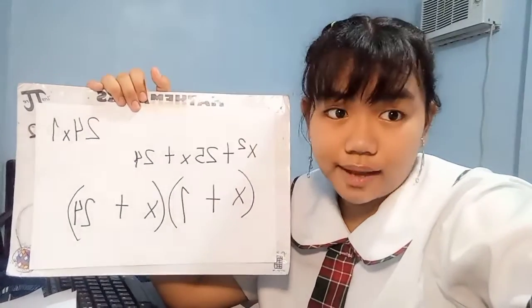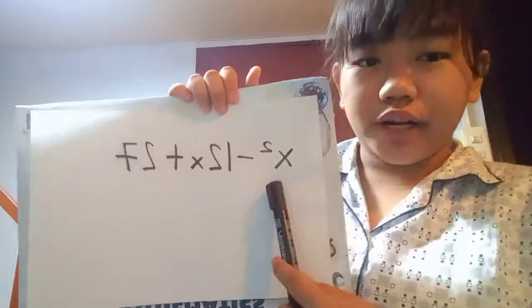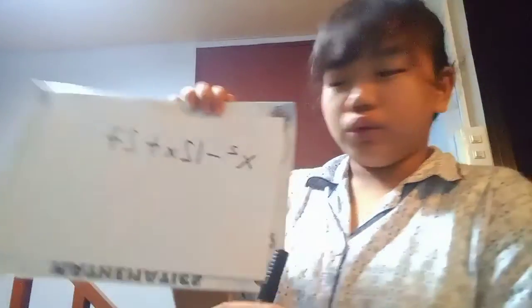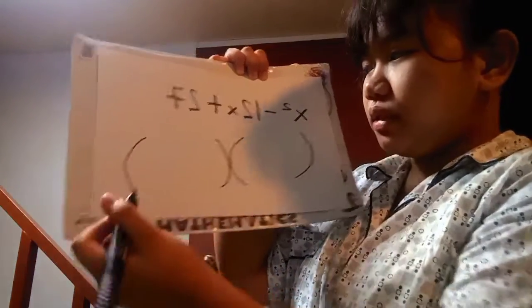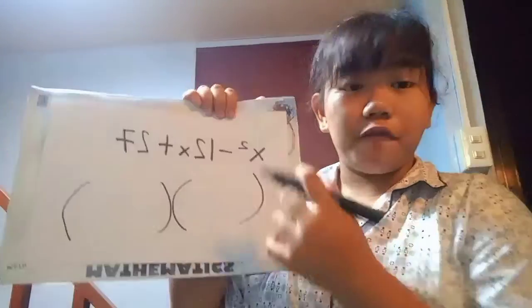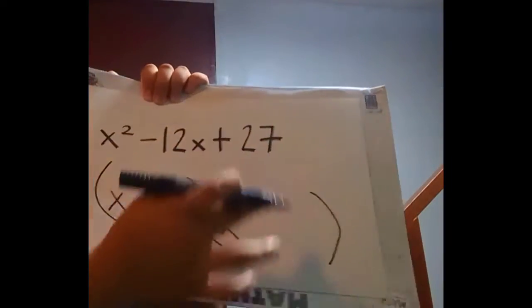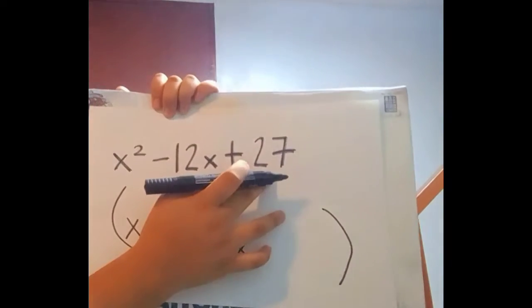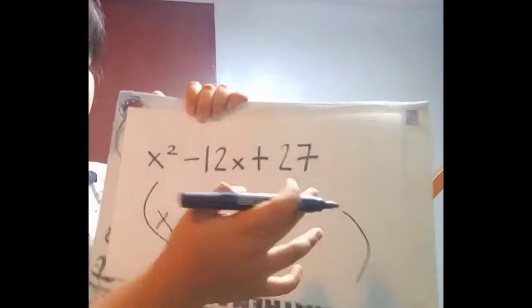Let's go to the next example. For our last example, this is x squared minus 12x plus 27. Again, the first thing that we need to do is write two open and close parentheses and get the square root of the first term, which is x. And let's see the last term, which is 27. We're going to think about the factor of 27 na kapag plinas natin ang equals is 12.